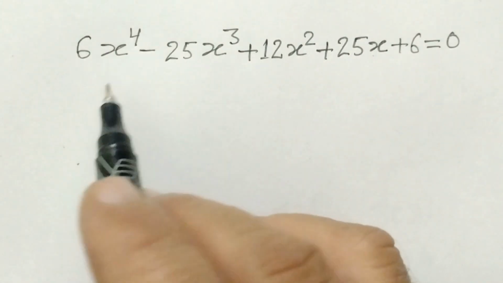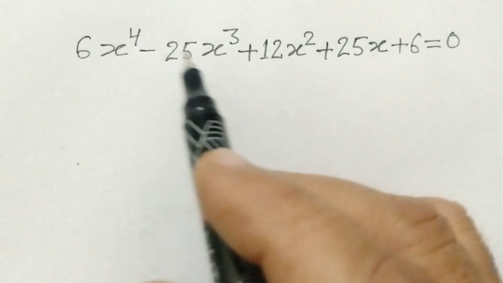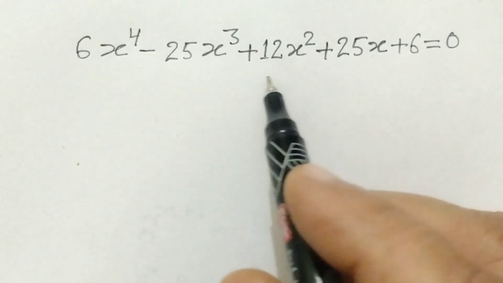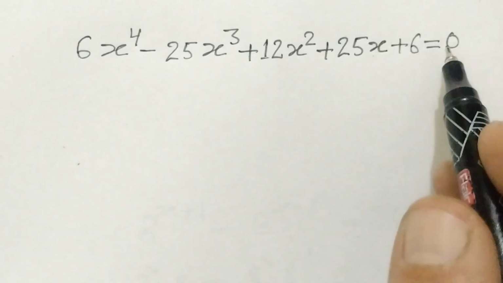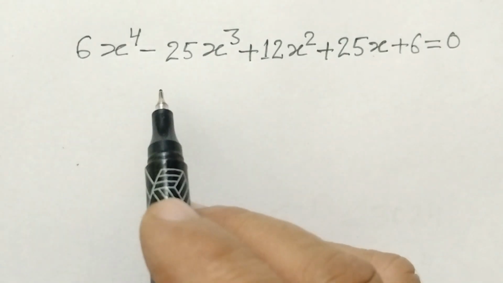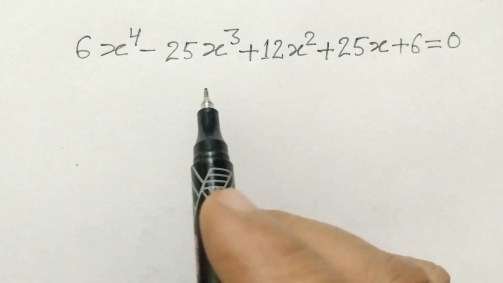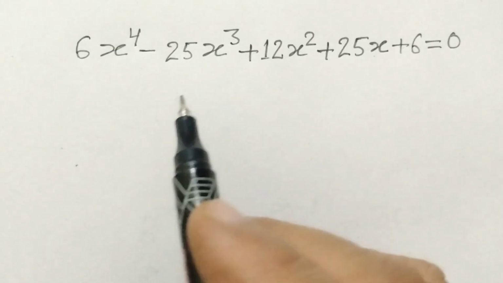Today we have a nice equation: 6x^4 - 25x^3 + 12x^2 + 25x + 6 = 0. Here we have to find the 4 roots of the equation. Okay, so let's start.